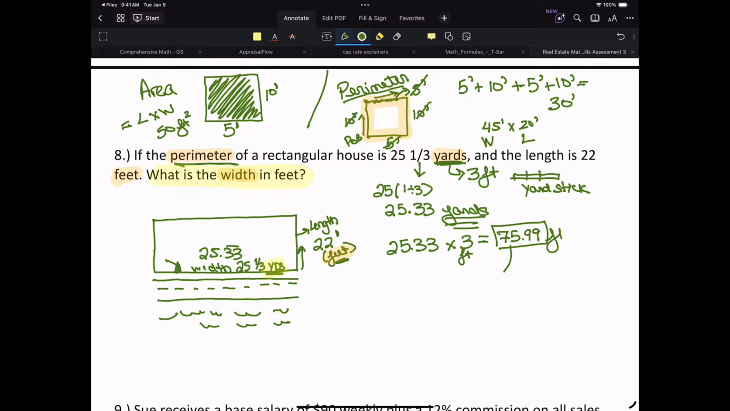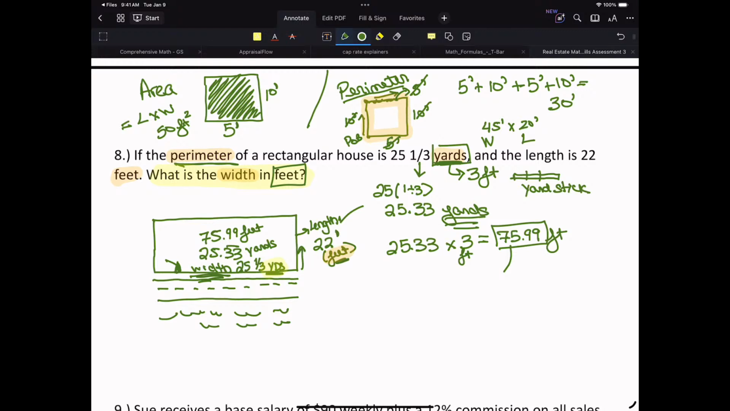75.99 feet, although it was 25.33 yards. The basic thing here is you've got to know what a yard is, you need to know how feet work, and what we need to know is the difference between length and width. Right?